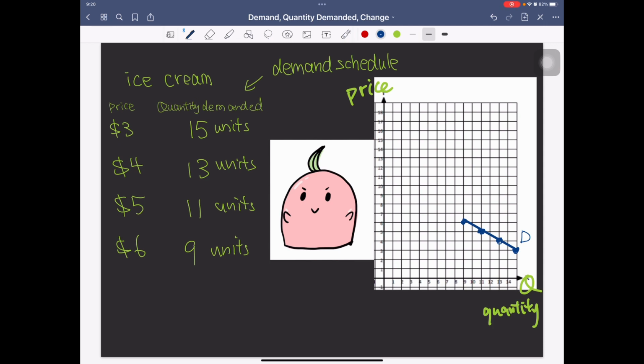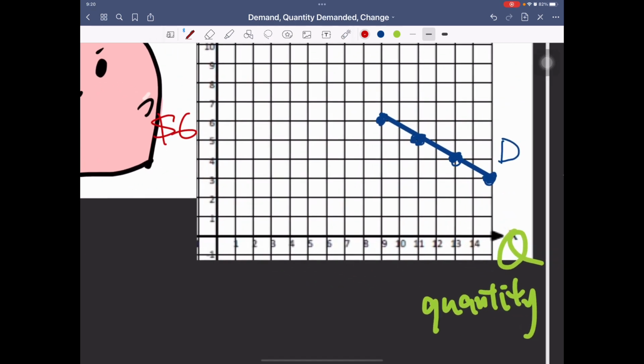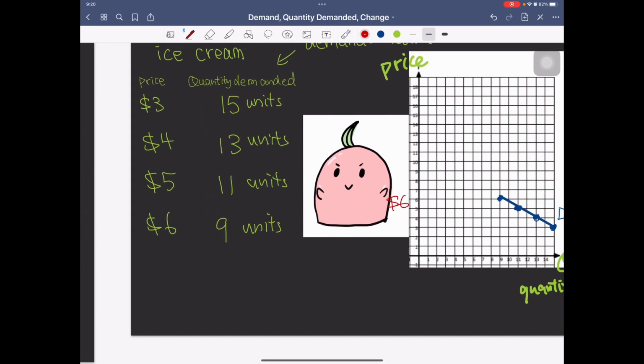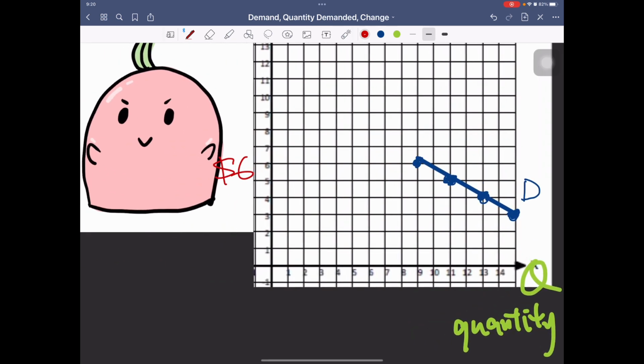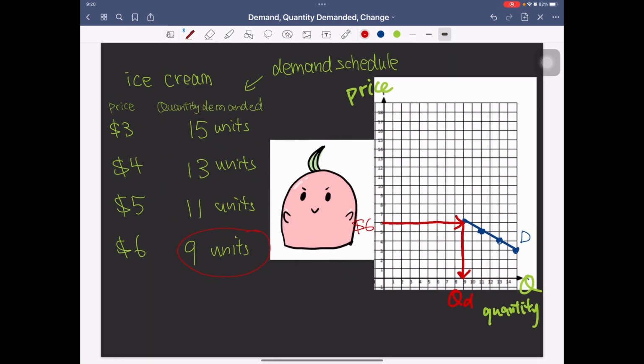So we have introduced the demand. How about the quantity demanded? Let's say at the price of $6, we know that the quantity demanded will be 9 units. How can we see this? At the price of 6, the quantity demanded is 9 units, just like that. For quantity demanded, we refer back to the price, then we find the quantity that the consumers are willing and able to buy of that good.